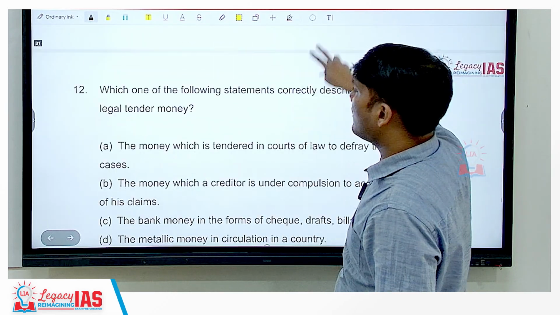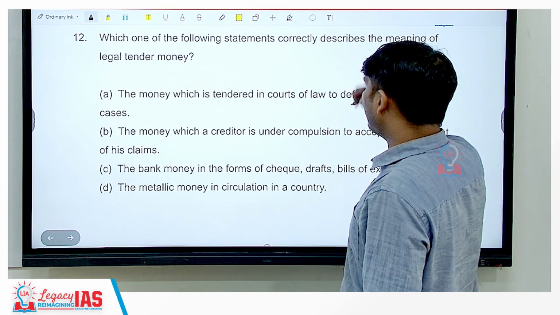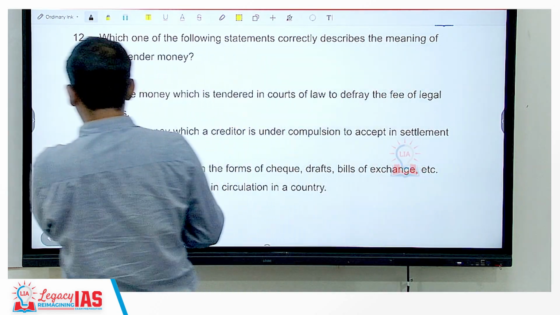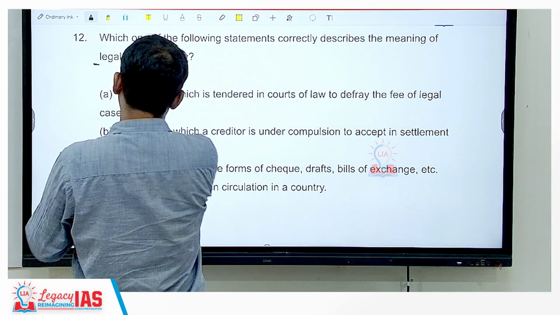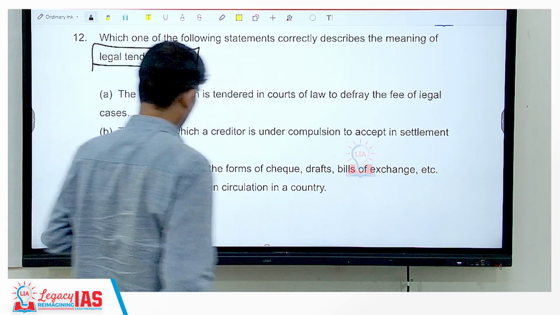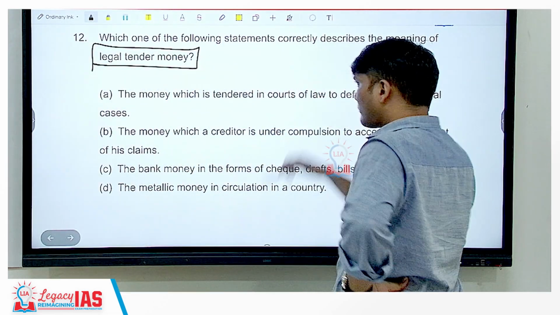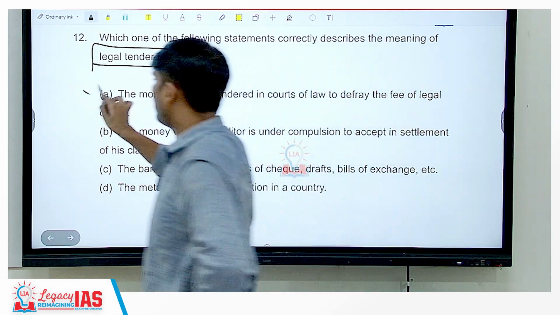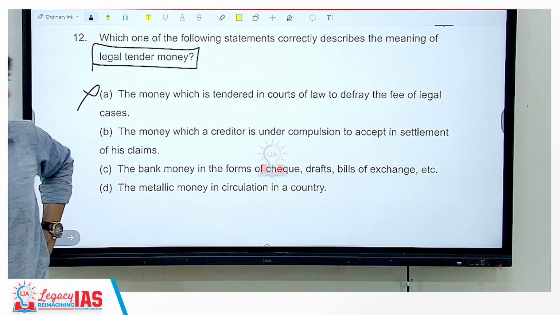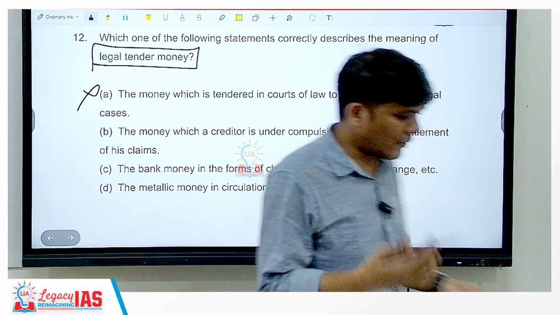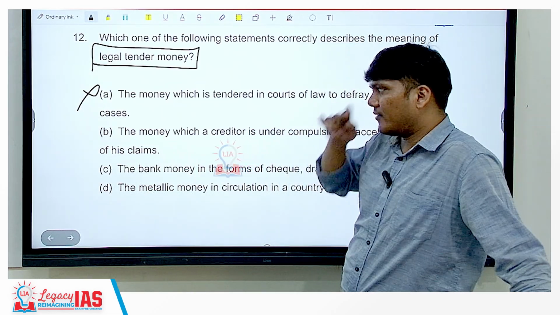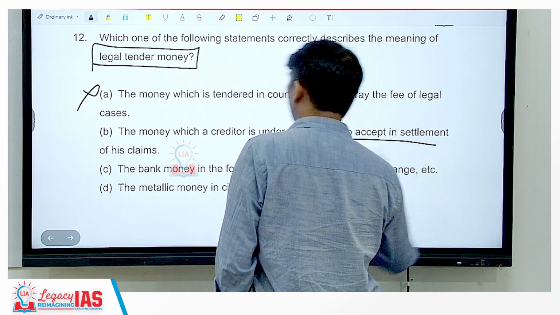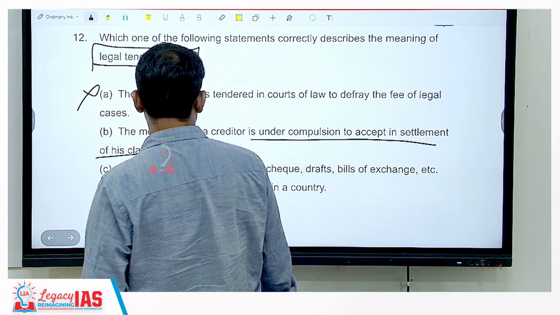Let's move on. Which one of the following statements correctly describes the meaning of legal tender, that is money? Legal tender money. So what is a legal tender money? Okay. The money which is tendered in courts of law? No. This is probably the worst option, very easily identifiable that this is wrong. The money which a creditor is under compulsion to accept in settlement of his claims?